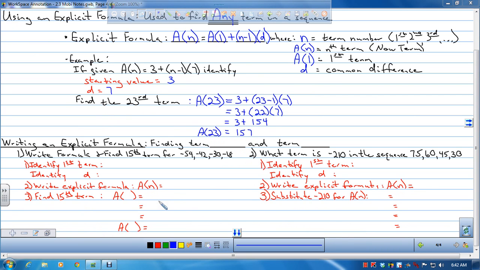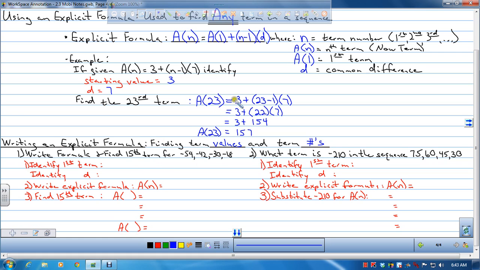Now the last thing we're going to go over today is writing an explicit formula, which is going to allow us to find not only the term values like we just did, but it will also allow me, if I'm given a value, to find what term number that value is located in. Okay, and we'll do a quick example of both of those.